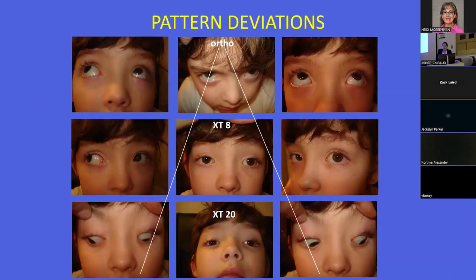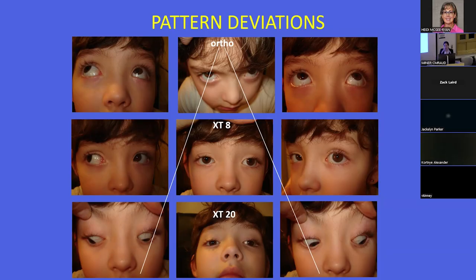To make it a little more complicated, you will hear about pattern deviation. So sometimes we have patients that have, for example, this one, when you look at the middle picture, the patient's looking straight. That's what we call primary position. And the patient has a small exotropia, or drifting out. But when she looks up, she's fine. She's ortho. And when she looks down, we have a little more of an XT.